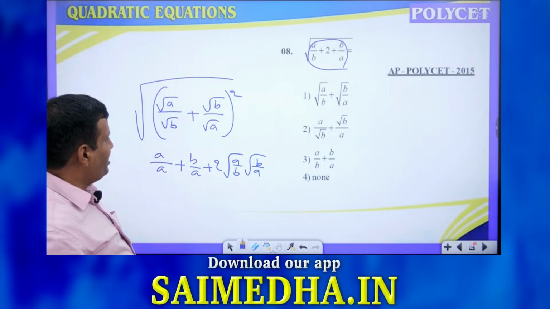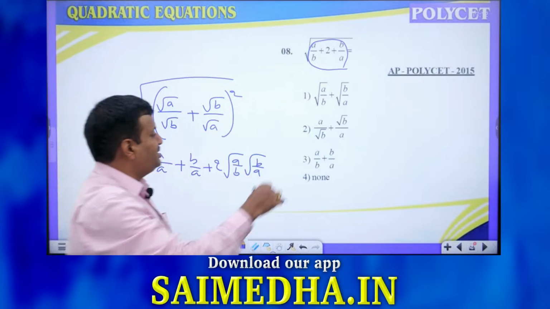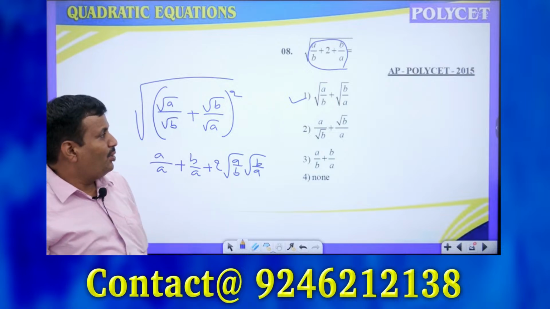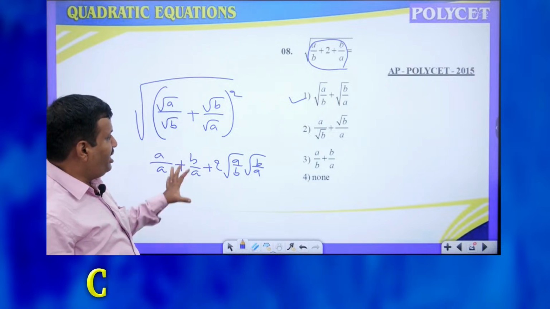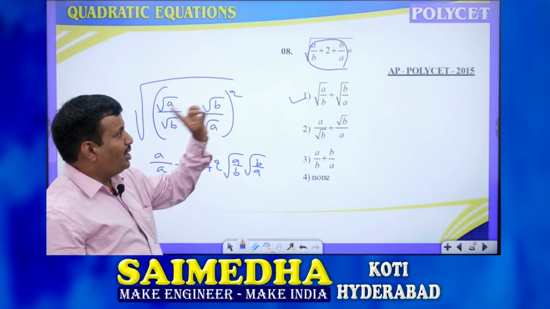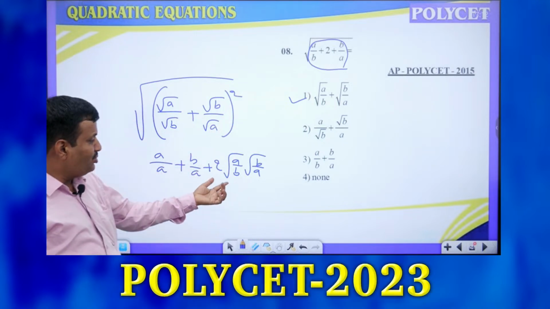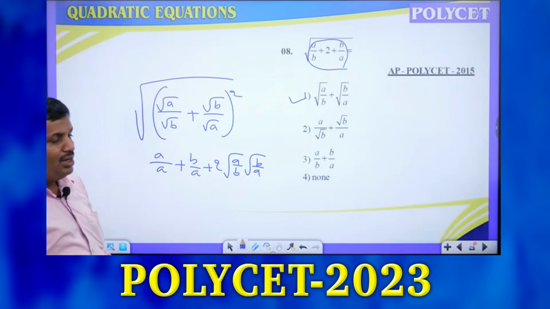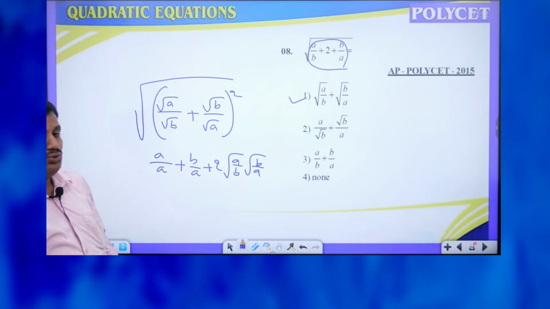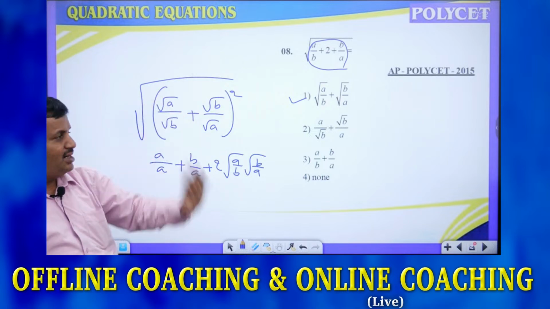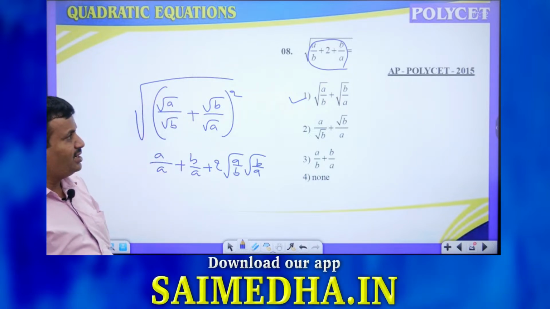What is the answer we are getting? Root a by b plus root b by a. Option 1 is the correct answer. We should get this idea, to write that 2 as 2 into root a by b into root b by a. Overall it is (root a by root b plus root b by root a) whole squared. These two will be cancelled. Option 1 is the correct answer.